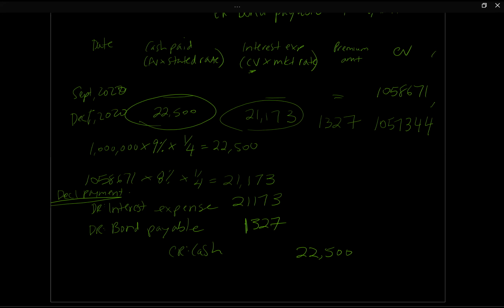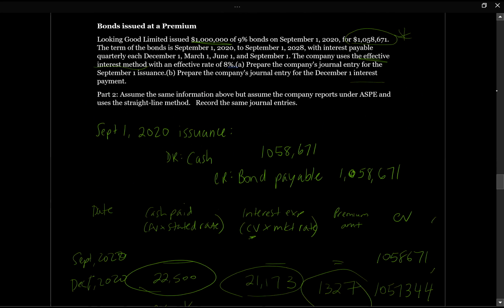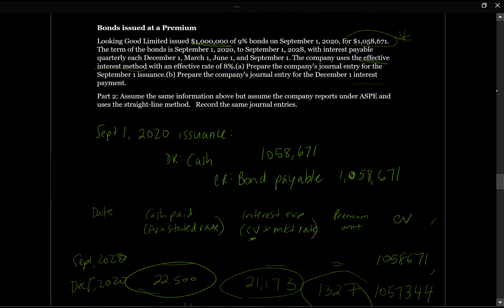The reason that we go to the trouble of setting up this table here is because we know we can pick out the amounts for the journal entries straight from the table, and we can take this as far as we need to go without getting confused as to how the change in the carrying value is going to impact the interest expense. All right, let's take a look. So that took us through part 1. We did the journal entry for the issuance, and we did the December 1st interest payment entry.